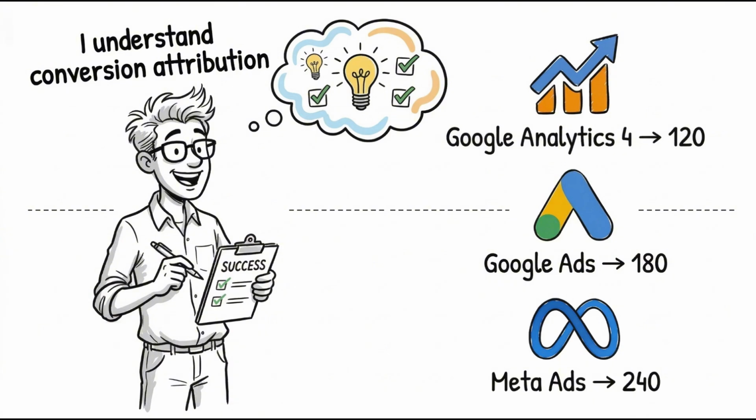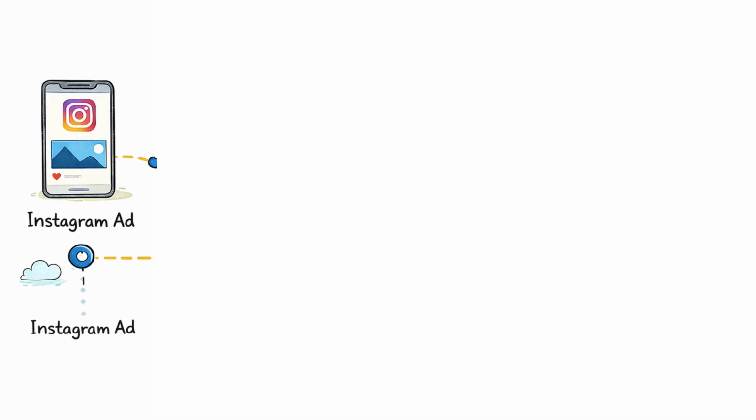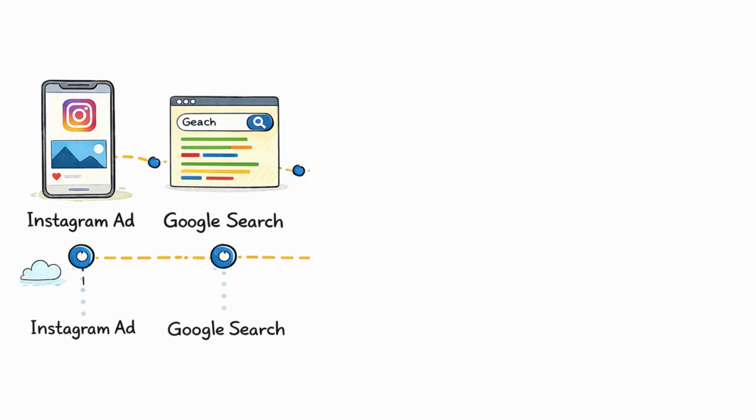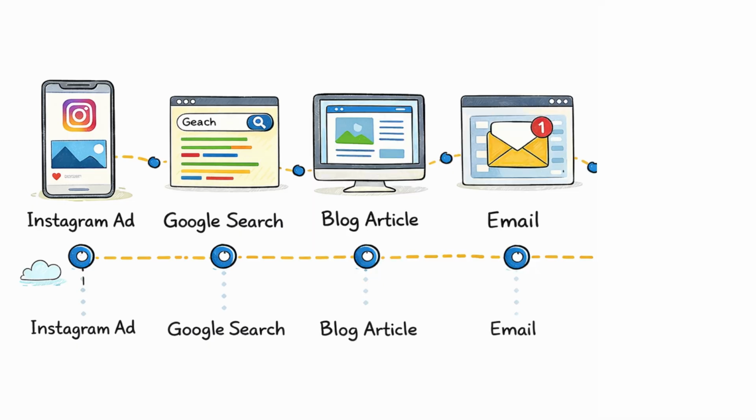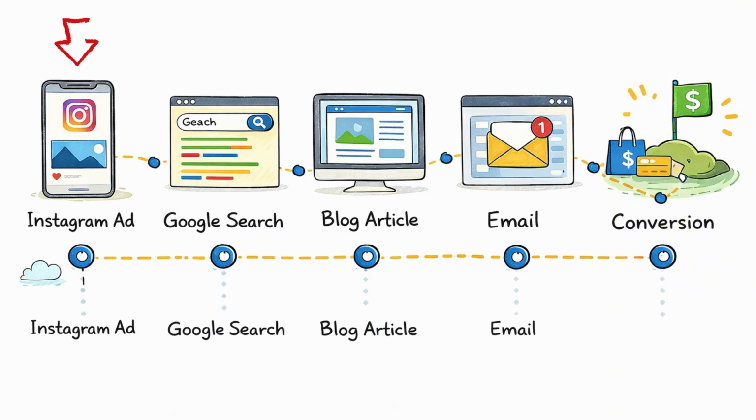Let's start with the basics. For example, first the user sees an Instagram ad, then clicks on a Google search ad, then reads a blog article, then gets an email. After this, you've got a conversion. Each interaction in this journey is called a touchpoint, and the big question is, how much credit should each touchpoint receive for the final conversion? That's where attribution models come in.